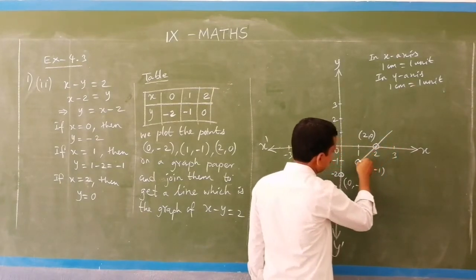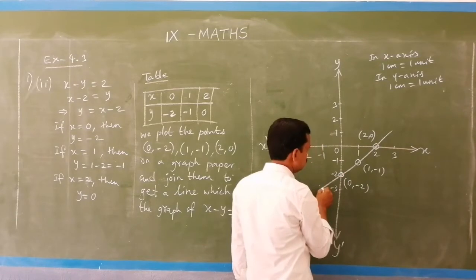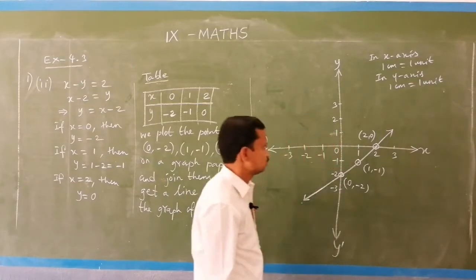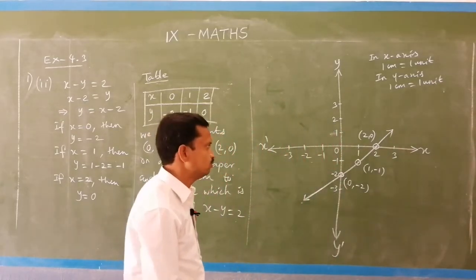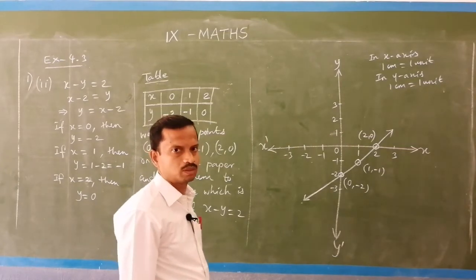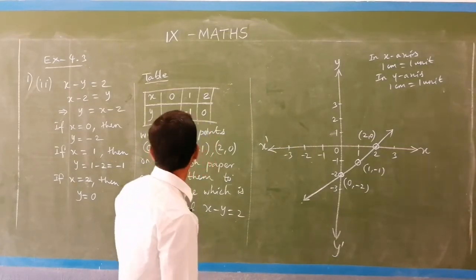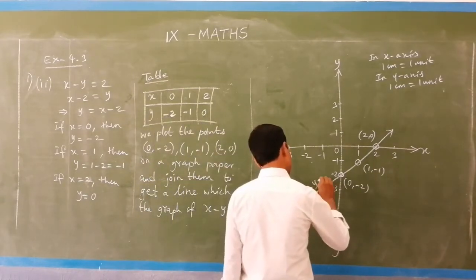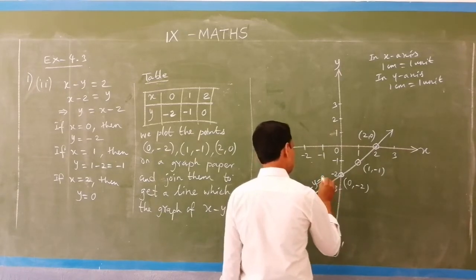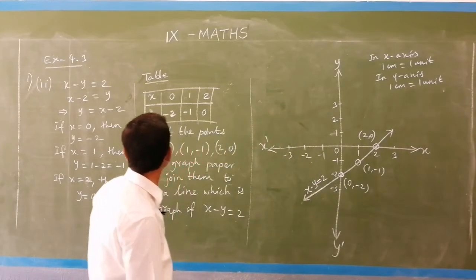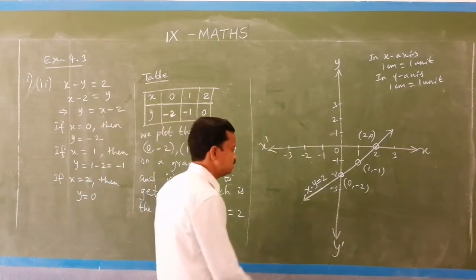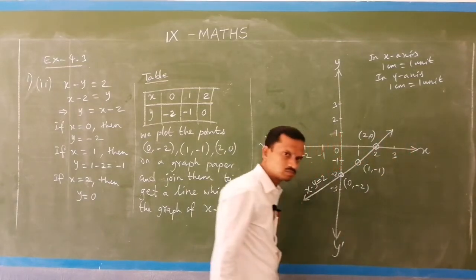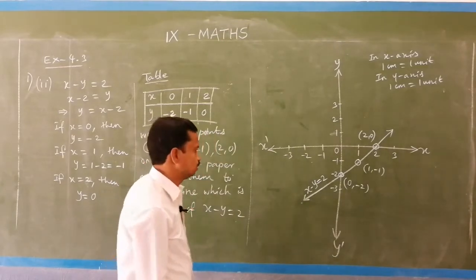See, like that you can take. Okay. So, this is the line. After joining, we get a line which represents the graph of the given linear equation x minus y equal to 2. So, you have to write x minus y equal to 2 along this line, either here or if you extend it, you can write there also. Along that, at one place, you have to write the given equation.